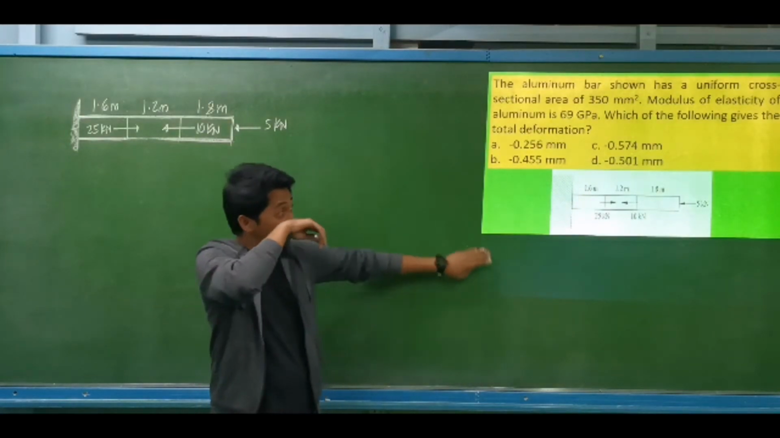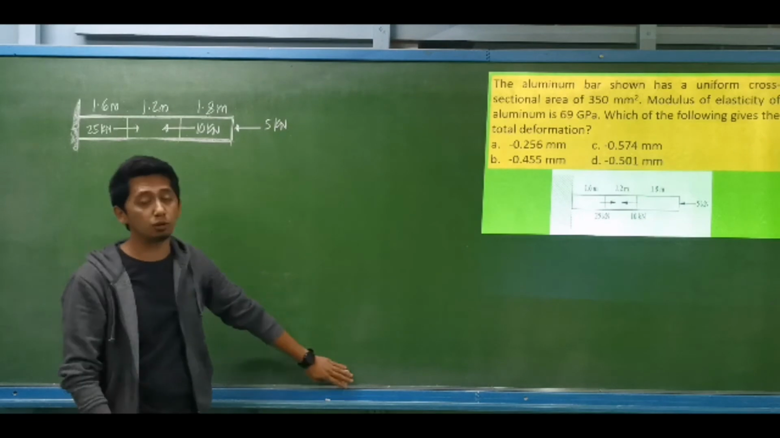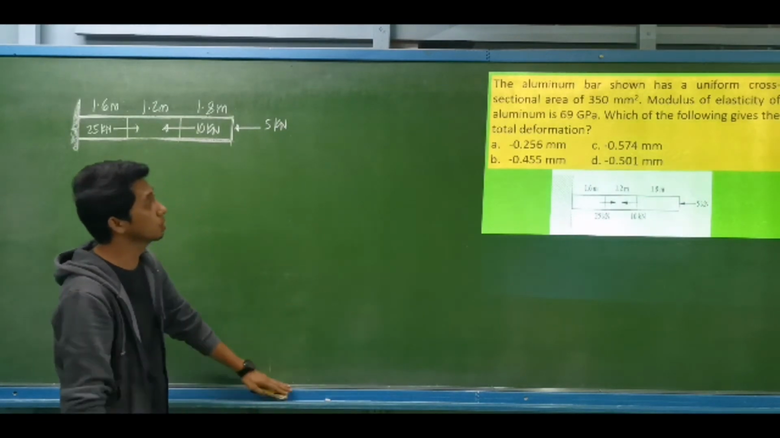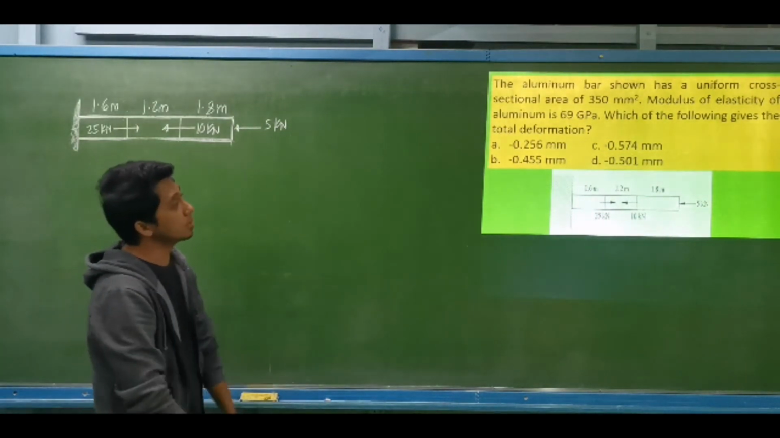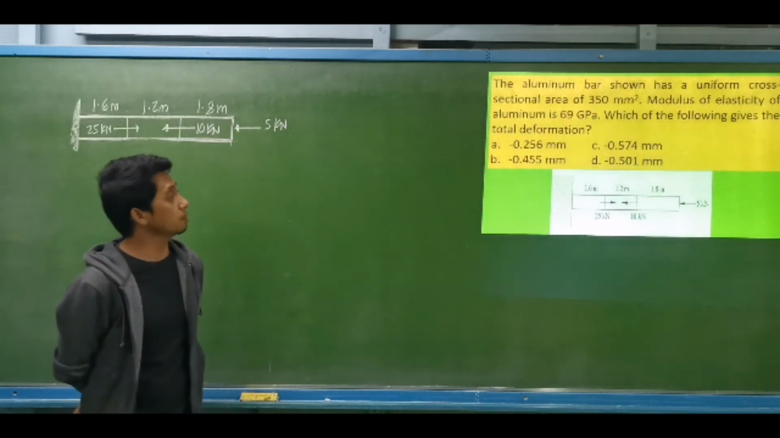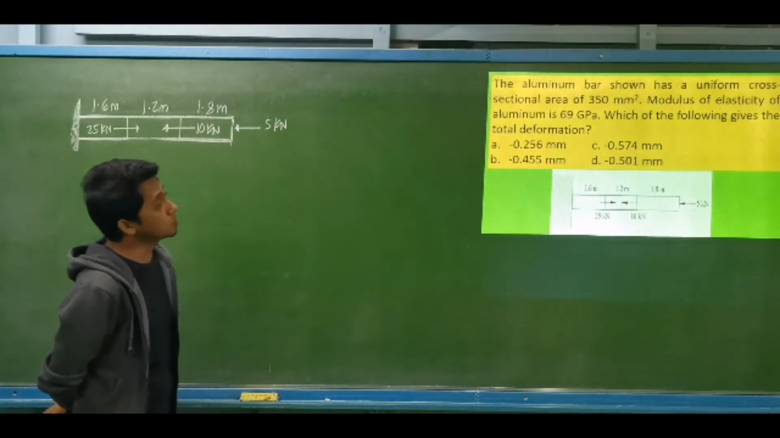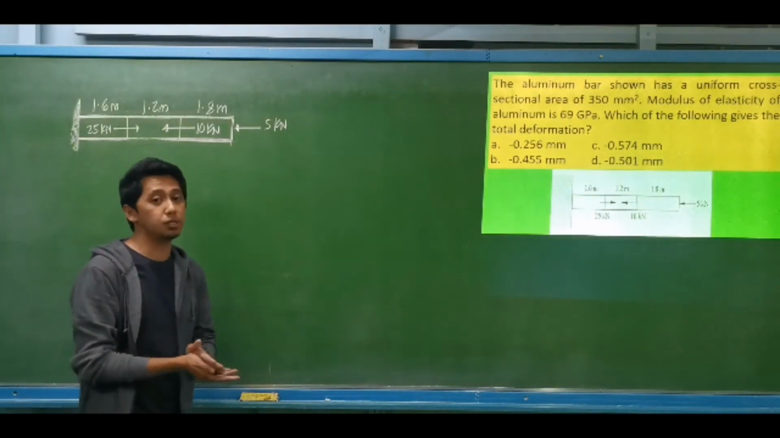So let's have another example. For example, you have a member that is carrying multiple axial forces. The aluminum bar shown has a uniform cross-sectional area of 350 mm squared. The modulus of elasticity of aluminum is 69 gigapascals. Which of the following gives the total deformation?